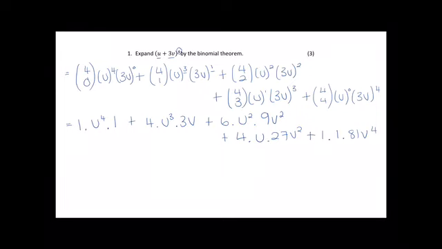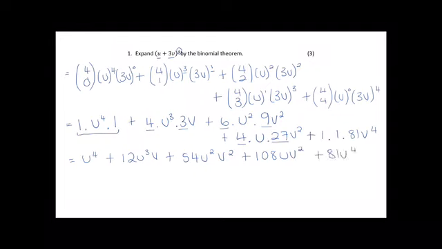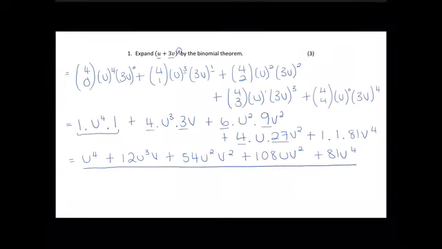Okay, we now need to multiply everything. So this first bit is just going to give us u to the power of 4. Then we're adding on, so 4 times 3 gives us 12, and it's u cubed v, plus 6 times 9 gives us 54, and it's u squared v squared, plus 4 times 27 is 108, and we've got a u v squared, and then plus 81 v to the power of 4. Okay, so that is going to be our final answer.